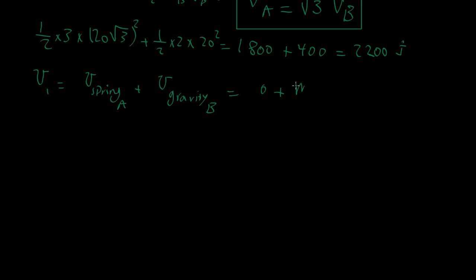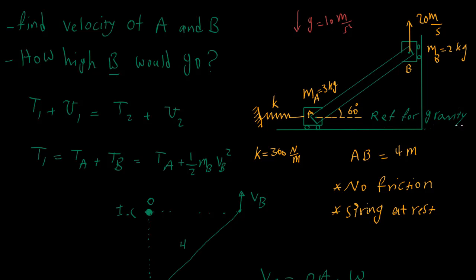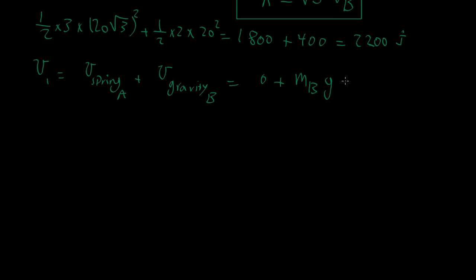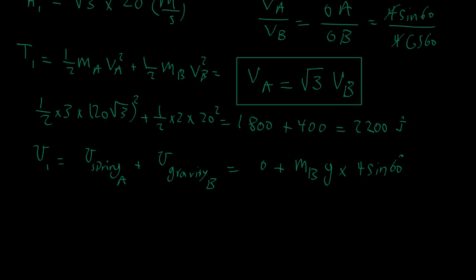Plus here, this would be m_B g times h, the height of point P from the reference line here. So this is 4, this is 60 degrees, so this would be 4 times sine 60 degrees. So here we have m_B times g times 4 sine 60 degrees. So that's U1. Let's now move to calculate U2 and also T2. So I think it's better to just highlight this here.